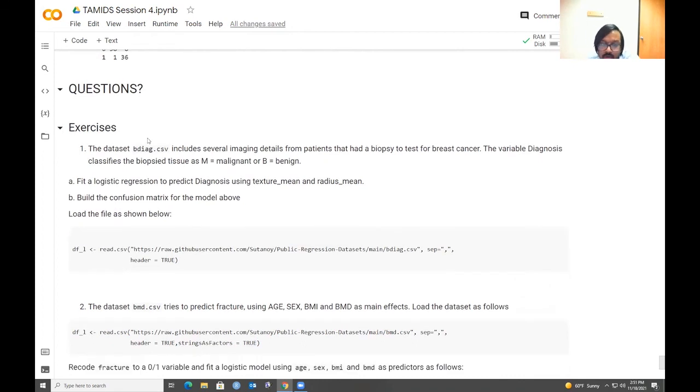I would just like to go through a couple of these exercises to give you a couple of ideas about how to solve them. For example, the B-Diag dataset also has a biopsy test for breast cancer, and the response variable is a diagnosis variable that classifies the observations into M for malignant and B for benign. So for this data set, you would have to recode the M and the B to 1 and 0 before you perform the logistic regression. You have to use texture mean and radius mean. There are two variables there, which you can see once you load the data set.